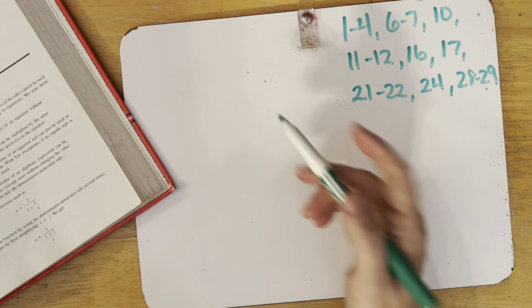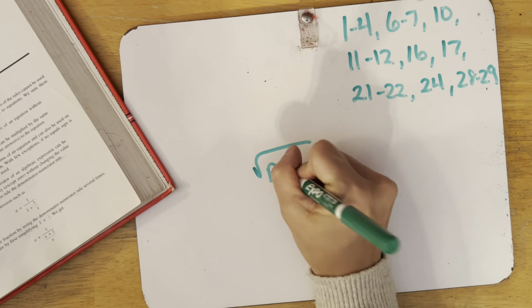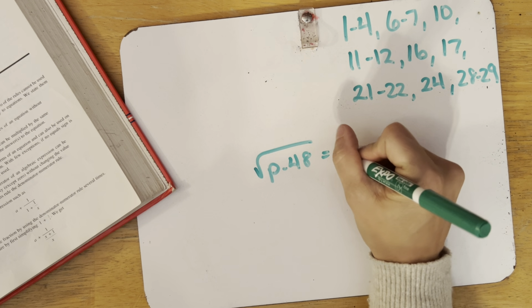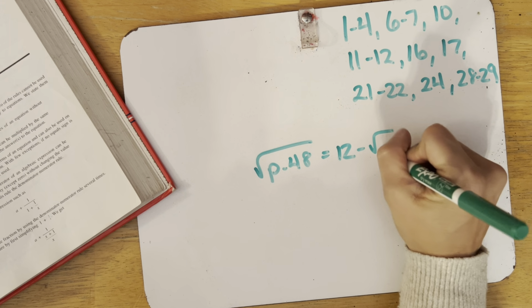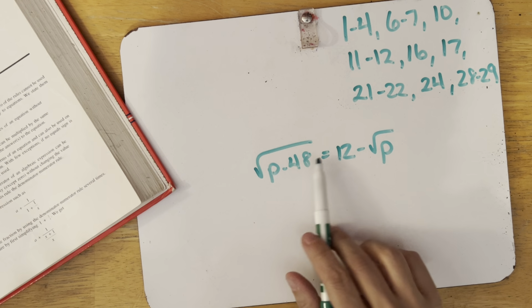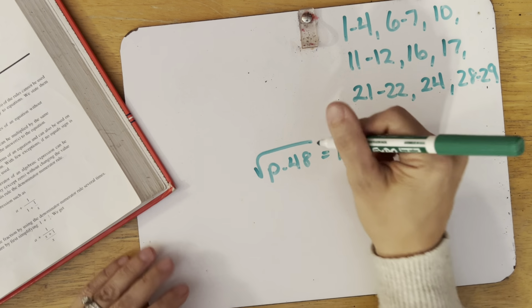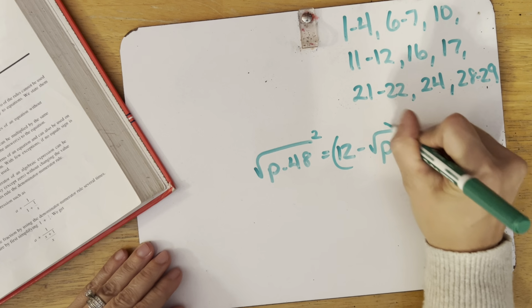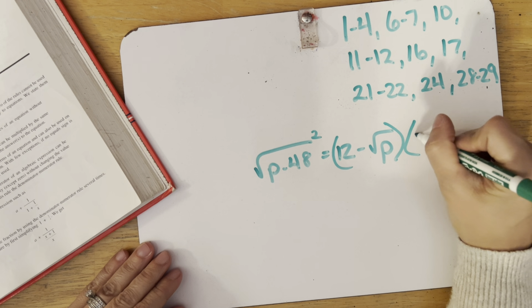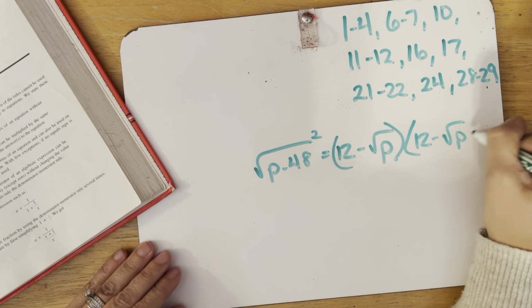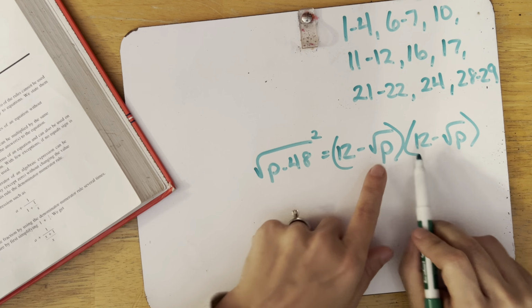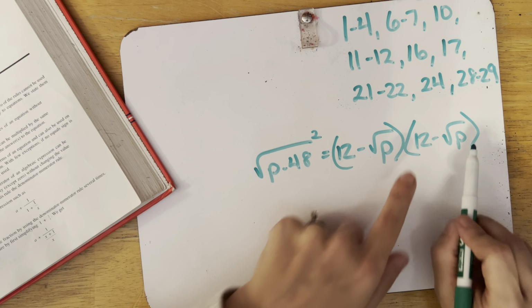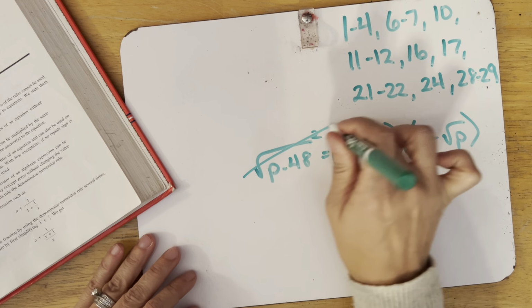Number 10. All right, the square root of p minus 48 equals 12 minus the square root of p. And they have kindly already isolated it, so this is all by itself over here. So I'm going to square both sides. Instead of writing squared, I like to rewrite it out because when I'm FOILing, I think it's easier to see my first, my outer, my inner, and my last. Okay, so squaring a square root gets rid of that.